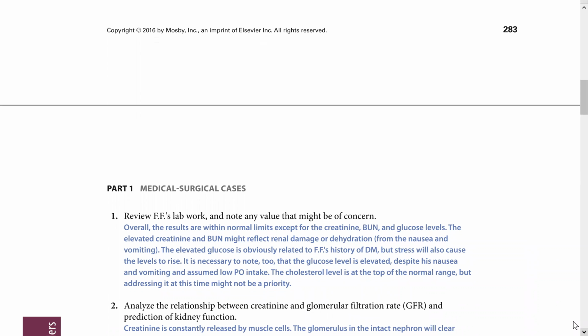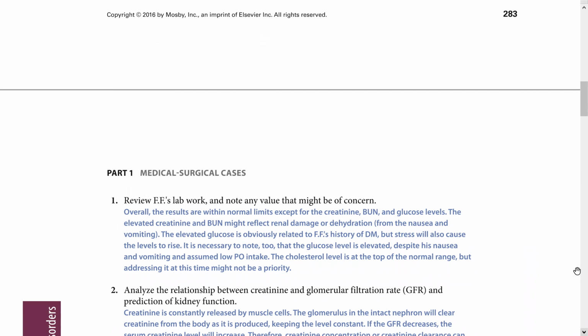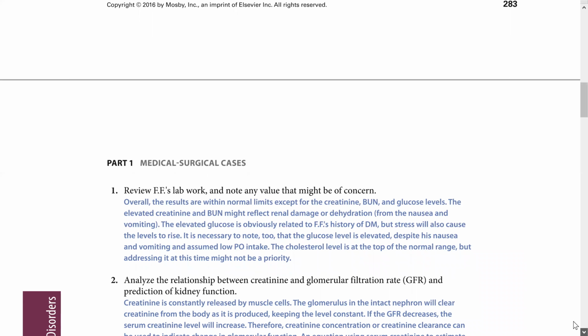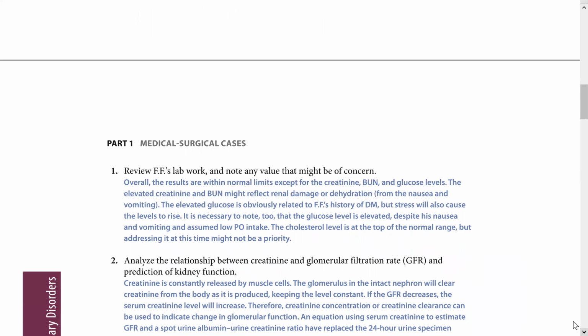So this is kind of the background of what creatinine does and its relationship and how it functions. It's released by the muscle cells. The glomerulus and the intact nephron basically clears creatinine from the body as it's produced, therefore keeping the level constant. If we have a low GFR, then we're going to have an increase in our creatinine levels because we can't clear it.